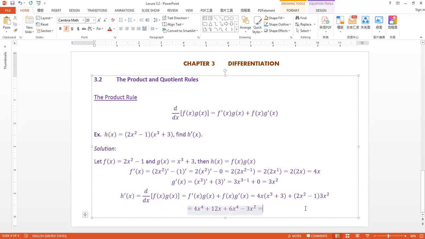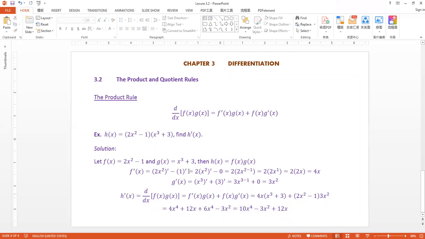Now, the final step is just to combine like terms. We got 4x to the 4th and 6x to the 4th. They are like terms. So 4 plus 6 is 10, and then the power is x to the 4th. And then we got the 12x and the -3x squared. We usually write the terms of a polynomial in descending powers. So just put the -3x squared second, and then just add the 12x for the last term. So that's the final answer for this problem.